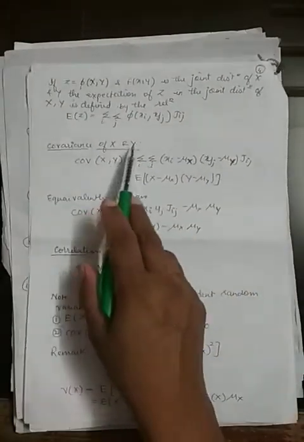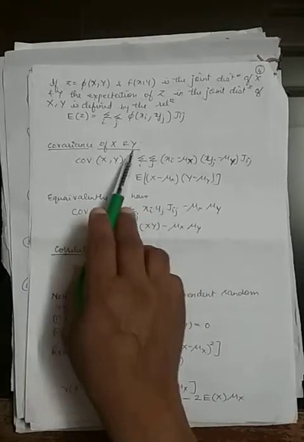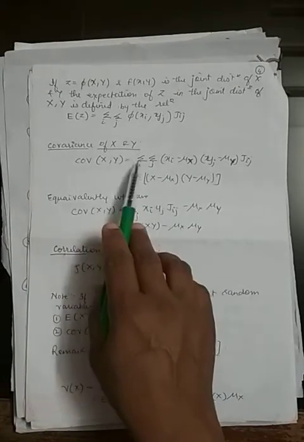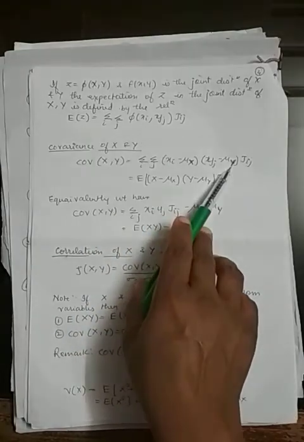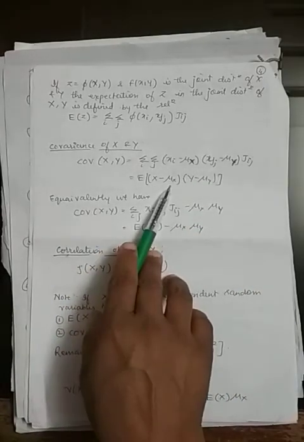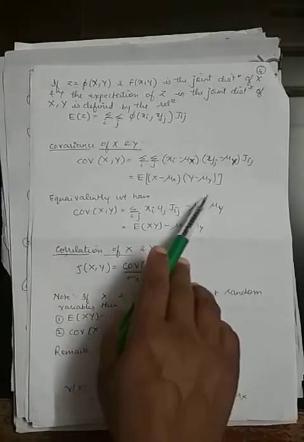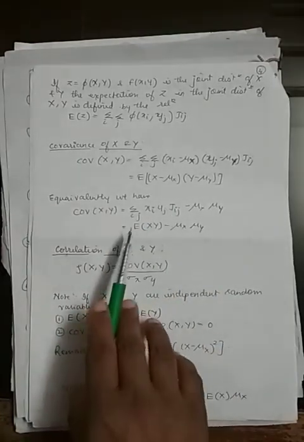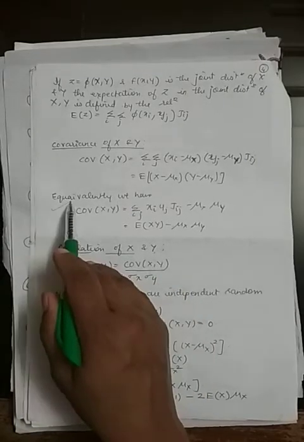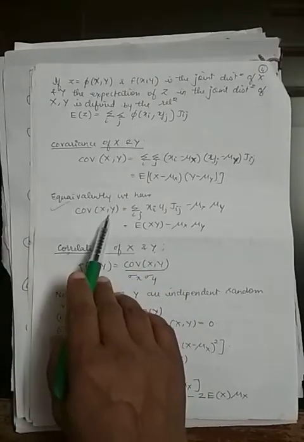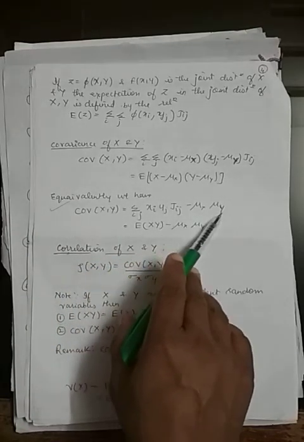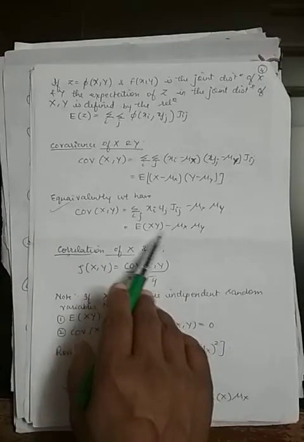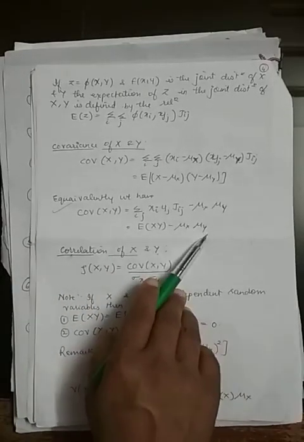Next, covariance of capital X and capital Y. The covariance of capital X and capital Y is defined as double summation of x minus mu x into y minus mu y into jij, which can be written as E of x minus mu x into y minus mu y. So it is an easy formula to remember, and an important formula. Equivalently, we have covariance of x comma y equal to summation xi yj jij minus mu x into mu y. So you can directly remember this formula: E of xy minus mu x mu y.